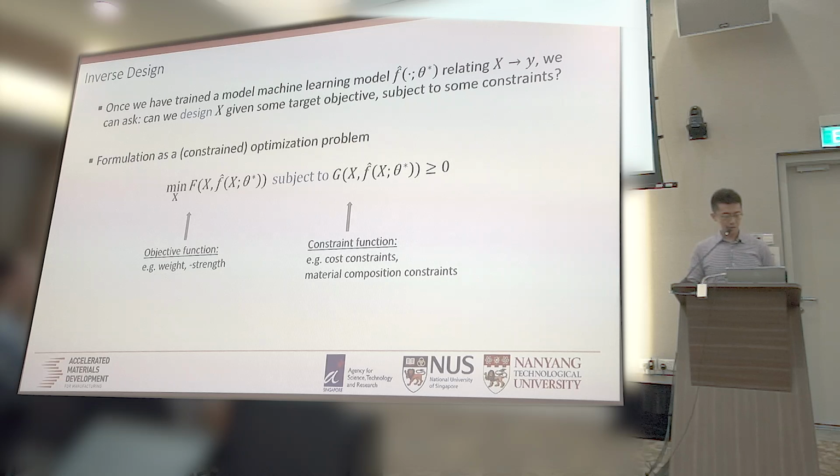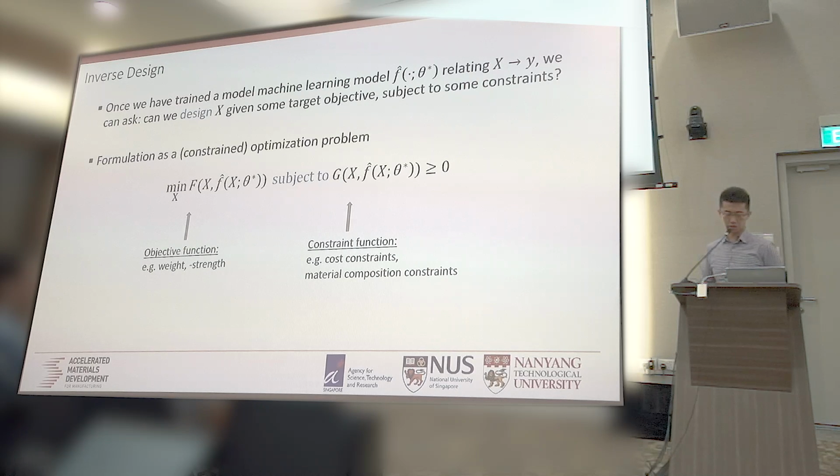What does that mean? So suppose that we want to actually minimize or maximize some objective function. Say I want to make a concrete that has a certain strength or weight. And it has some constraints too, cost constraints, particular components I don't want. So this actually can be formulated as a constraint optimization problem.